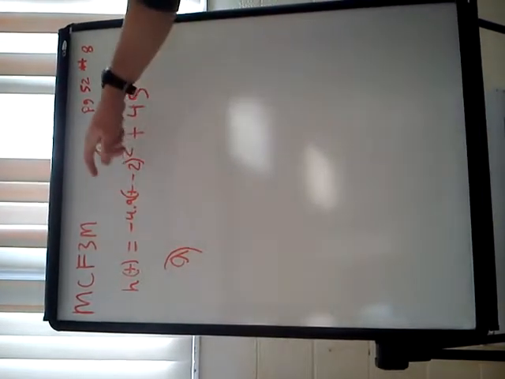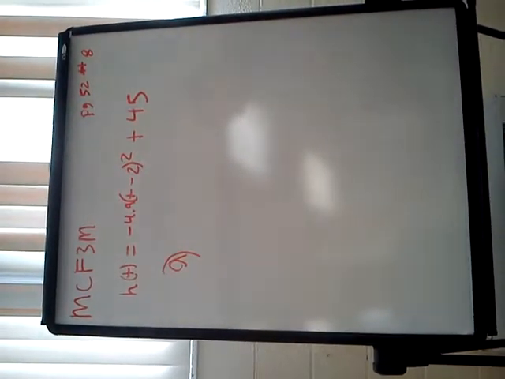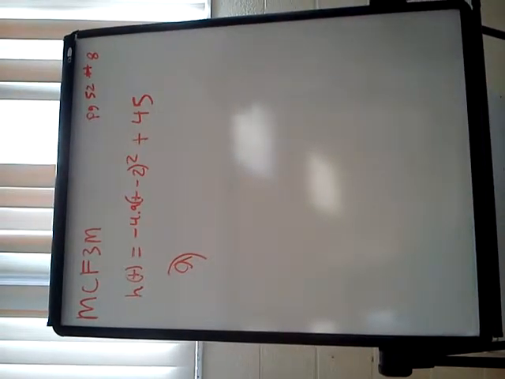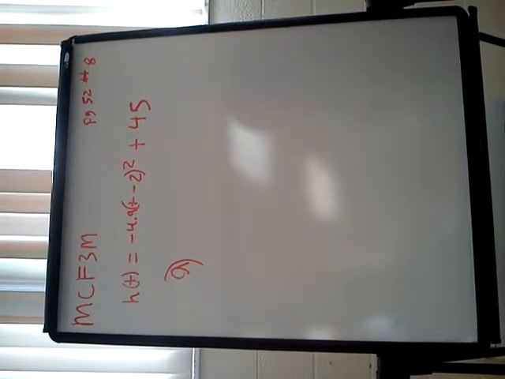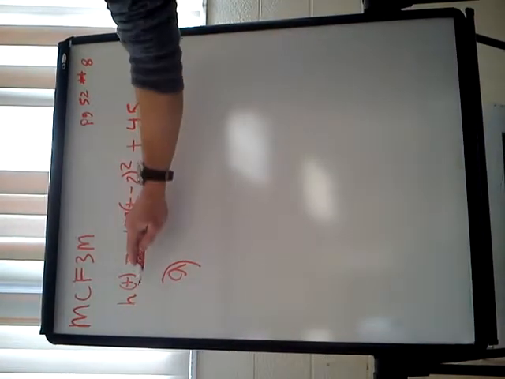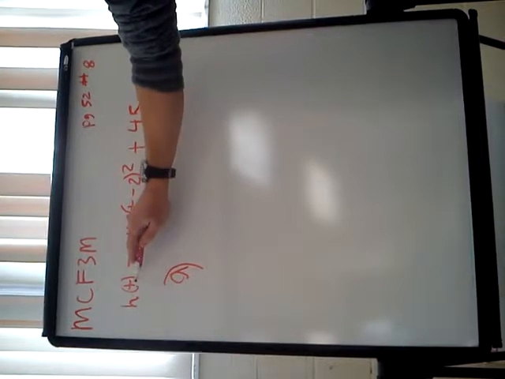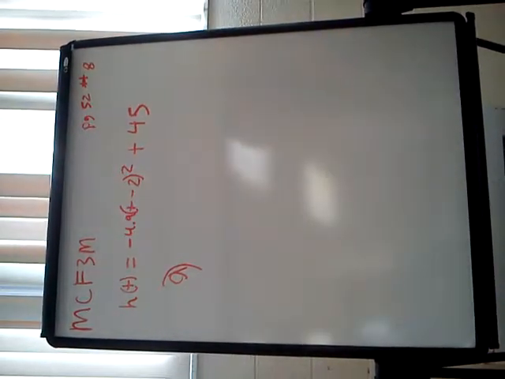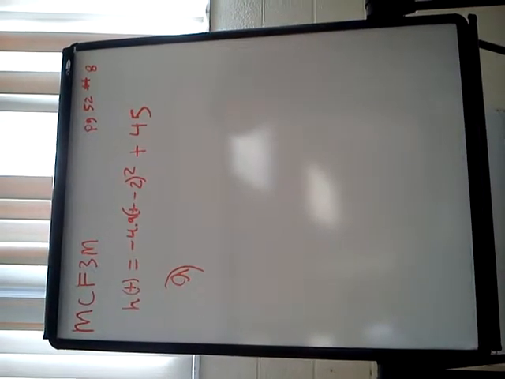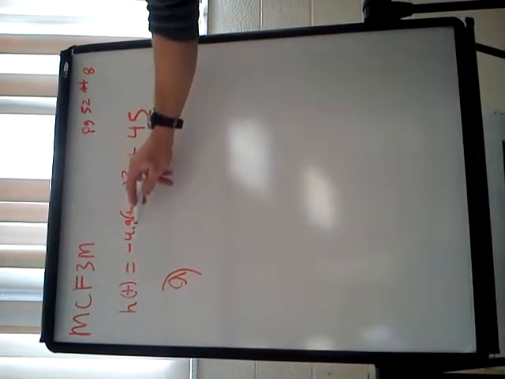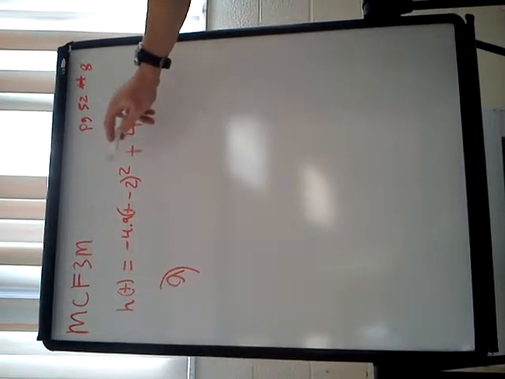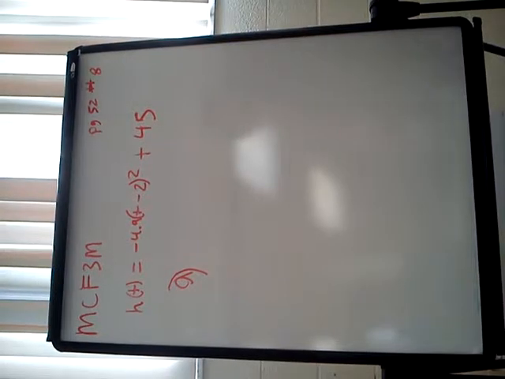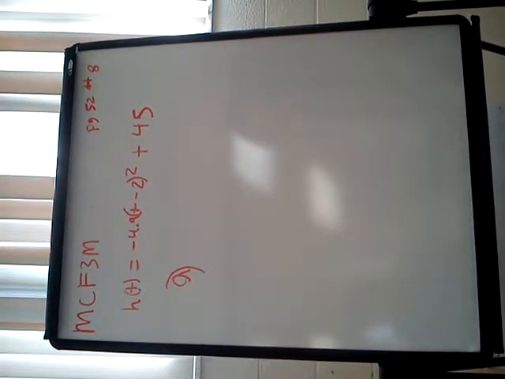Alright, so this is Mcf3m, and we are working on question 52, number 8 today. The question is, if the height h in meters of a ball t seconds after being thrown is modeled by this function, h(t) = -4.9(t - 2)^2 + 45. Question A says, from what height is the ball thrown?